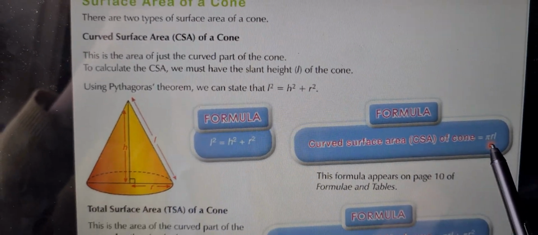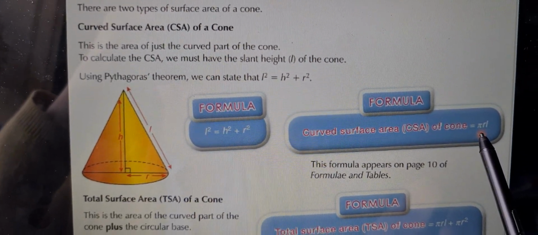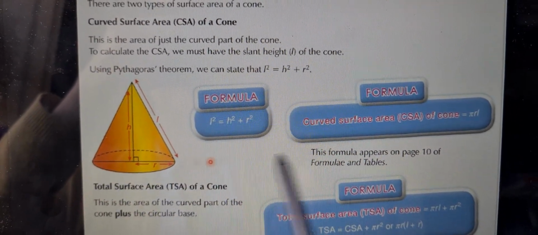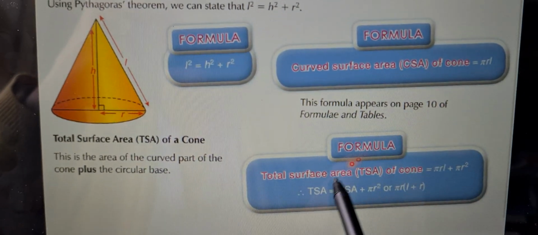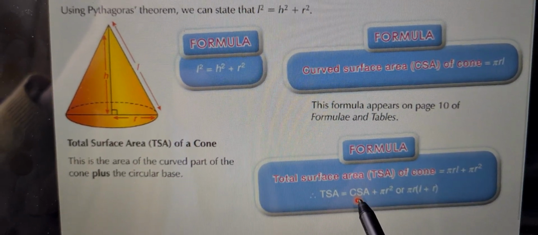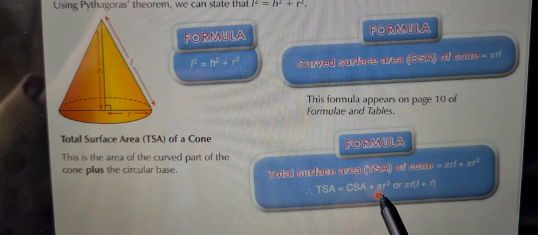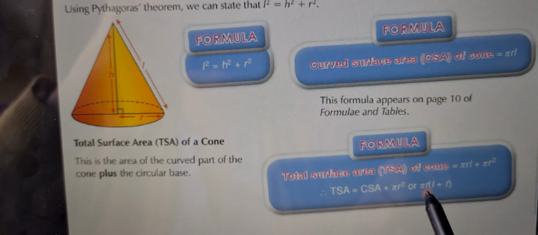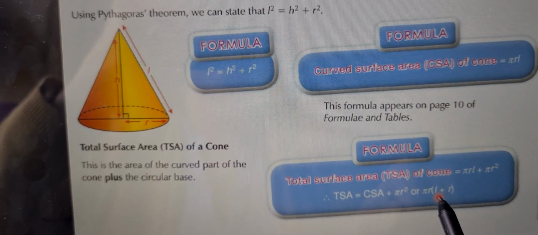And then if the question says find the total surface area of the cone, that means you're going to add on a circular end onto the curved surface area. So it would now read as this. So total surface area of a cone is the curved surface area, which is pi r L, plus the area of one circle. You don't need to do this. They just factored out pi r, and then we're left with L plus r in the bracket.